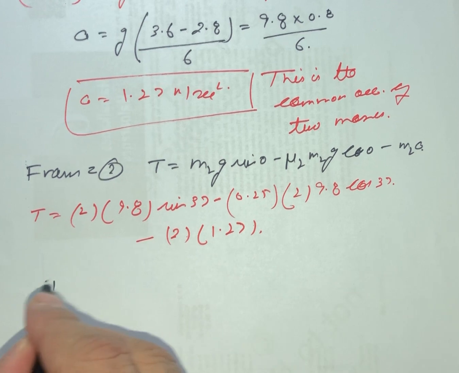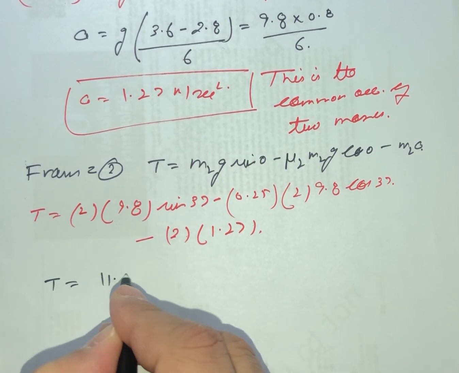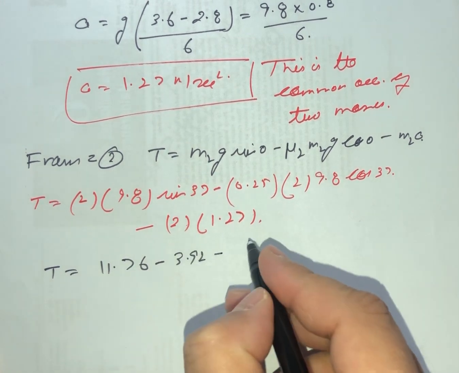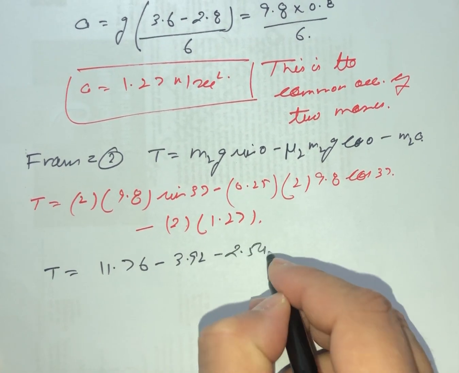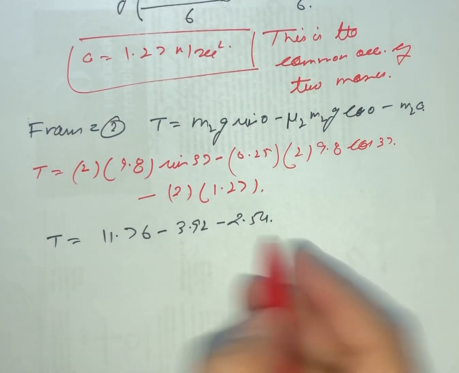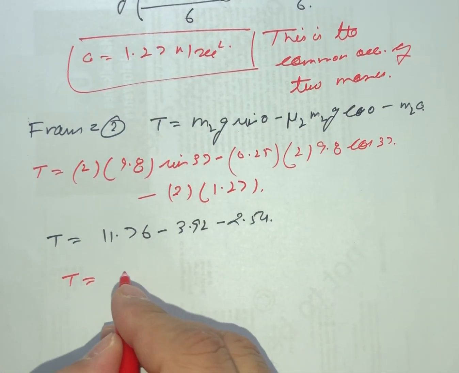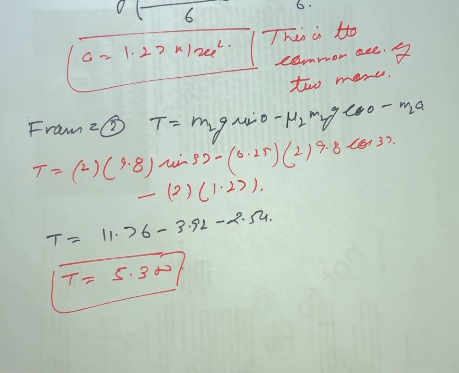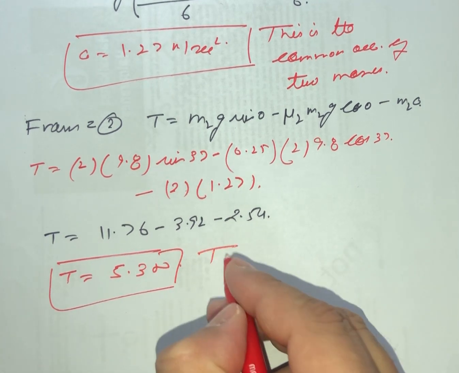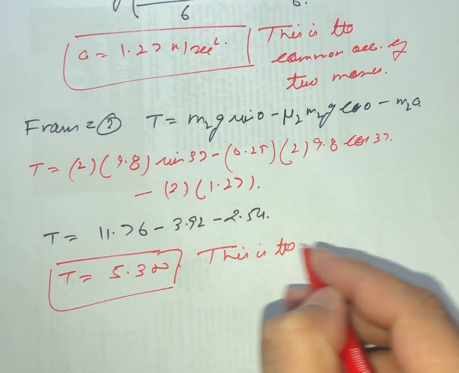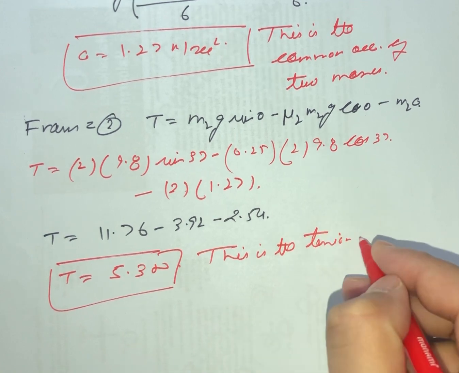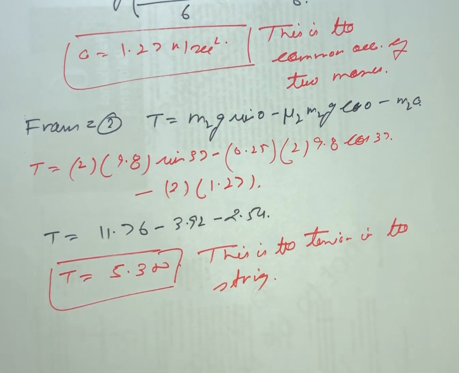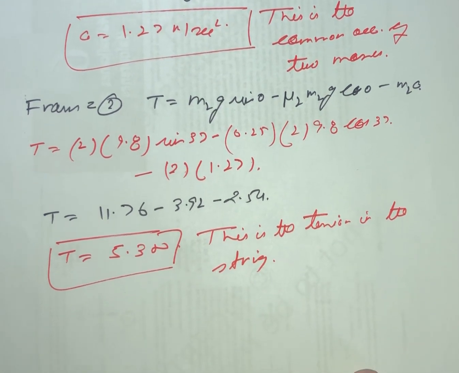So we get T is equal to 11.76 minus 3.92 minus 2.54. Simplification gives us T is equal to 5.3 newtons. So this is the tension in the string. This completes the question. Thank you.